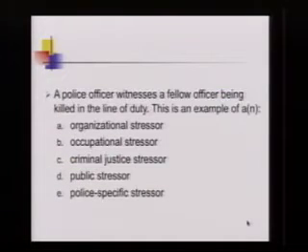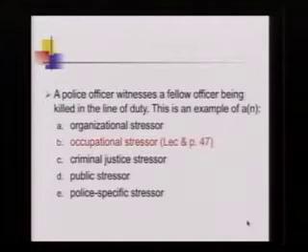A police officer witnessed a fellow officer being killed in the line of duty. This is an example of a or an... B, as in Bob. Correct. Occupational stressor. For sure, there's going to be a question that gives you an example and asks you whether it's an organizational or occupational stressor.